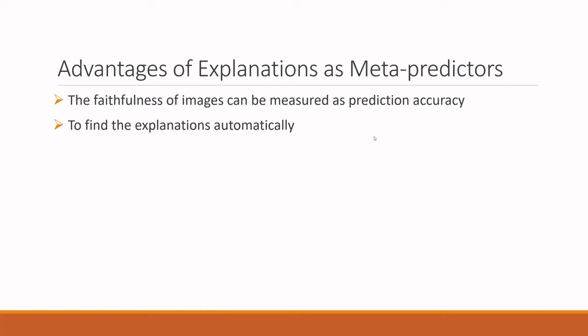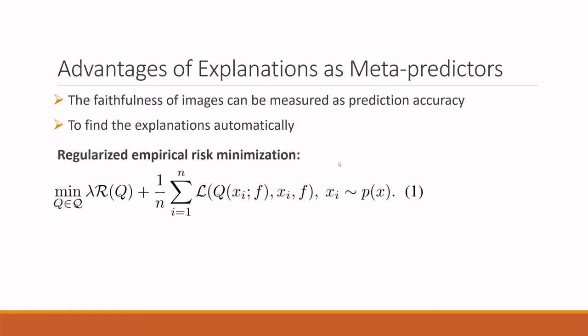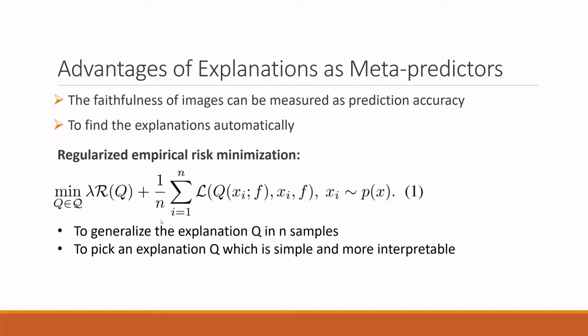The machine learning algorithm can select the most suitable Q from a large number of Qs and apply the optimal Q to a specific function f, so as to automatically discover the explanation. Finding the most suitable Q is similar to a traditional learning problem, which can be implemented by the formula of regularized empirical risk minimization. Here are two purposes of R of Q. First, to generalize the explanation Q in n samples, and pick the explanation Q which is simple and interpretable by optimization.